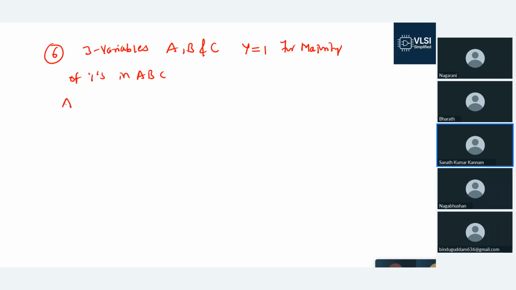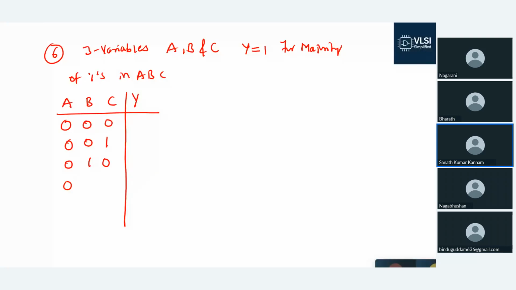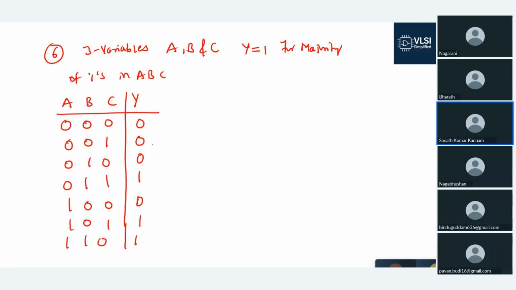What are the possible combinations? There are 8 possible combinations. This is the output Y: 0, 0, 0, 0, 0, 1, 0, 1, 0, 0, 1, 1, 1, 0, 0, 1, 0, 1, 1, 1, 0. So if two of the inputs are 1, the output is 1. The majority of inputs being 1 gives output 1.